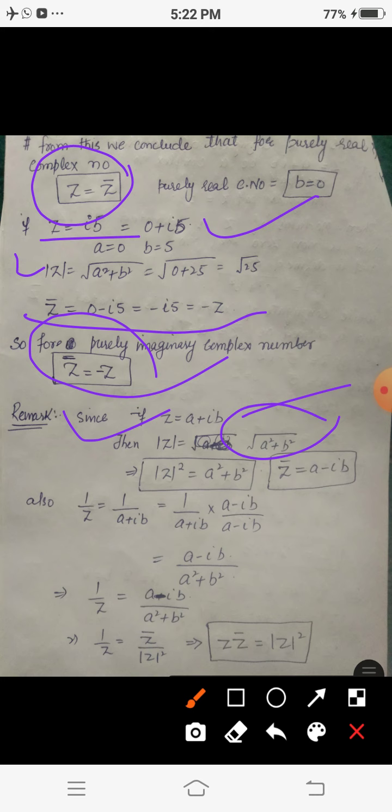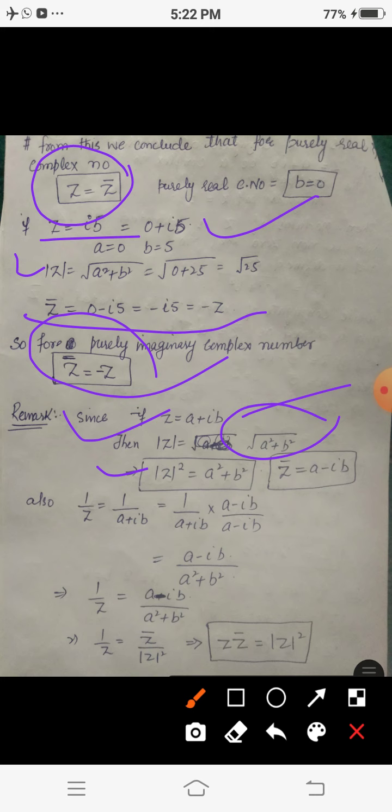If we square this equation on both sides, mod z square equals a square plus b square. Also, for this complex number, z bar equals a minus iota b. Now 1 upon z is 1 upon a plus iota b.